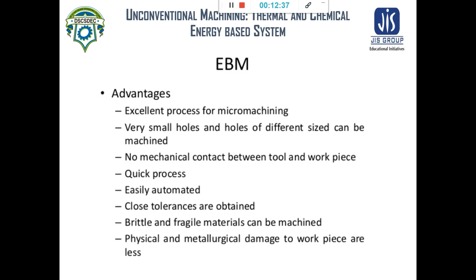Advantages of electron beam machining: this process is excellent for micro machining. Very small holes and holes of different sizes can be machined. No mechanical contact between the tool and the workpiece can be seen. The process is very quick and can be very easily automated. Close tolerances are obtained. Brittle and fragile materials can be machined. The physical and metallurgical damage to the workpiece is less.